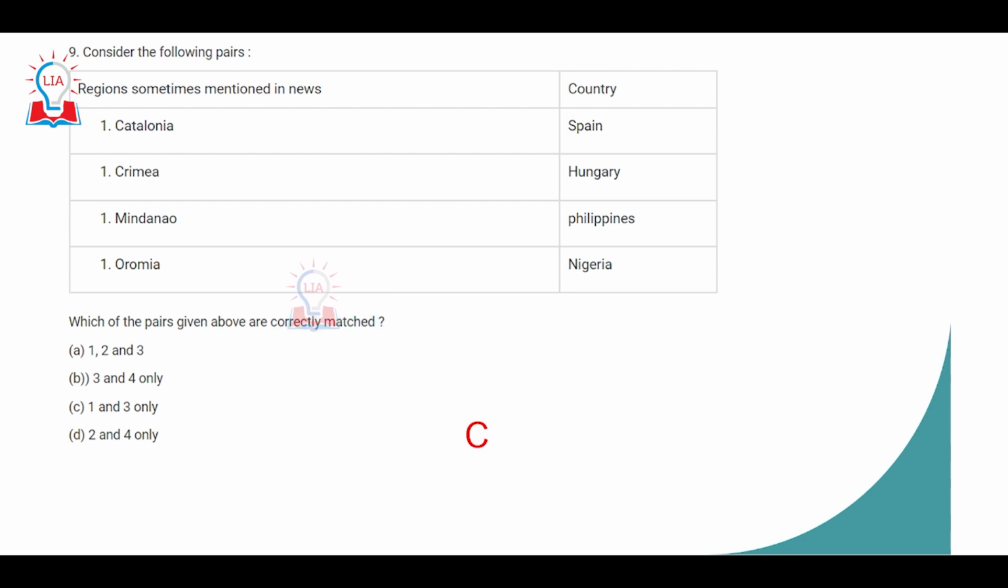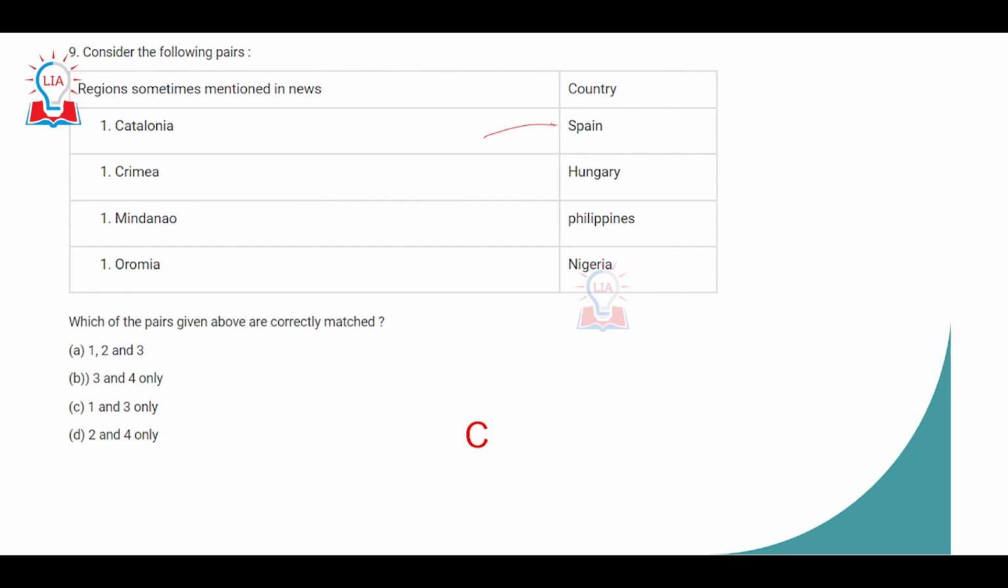The next question is again related to what we can call world mapping, and here again the regions that have been in news recently were asked, and these regions are located in which countries of the world. So it is a match the following kind of question, similar to what we have discussed in the second question. Which of the pairs given above are correctly matched? Now this kind of question is a very, very favorite of UPSC. Every year at least 1 or 2 questions either from Indian mapping or world mapping you will find in the prelims examination. So you have to prepare these kinds of questions, especially with regard to those regions which have been in news for at least the past 1, 2 or 3 years.